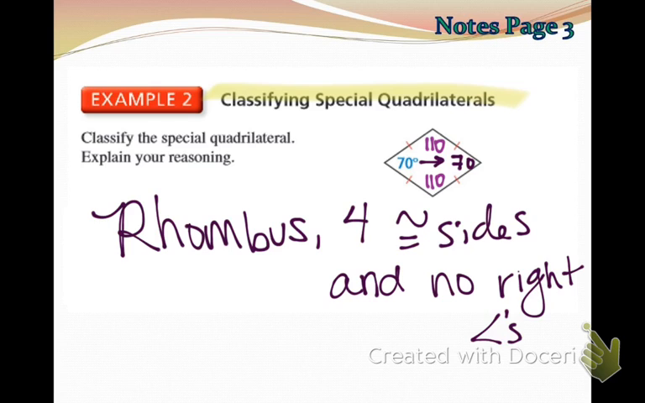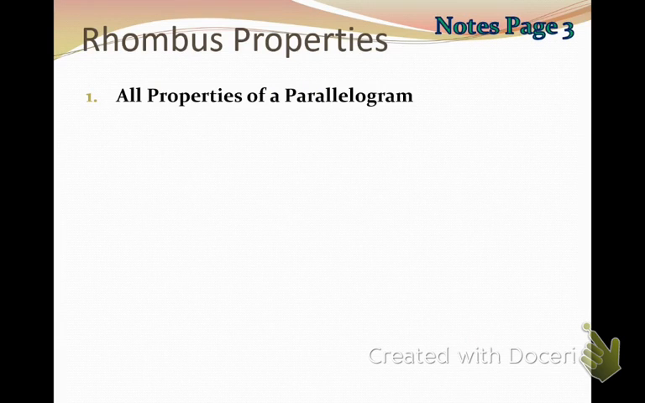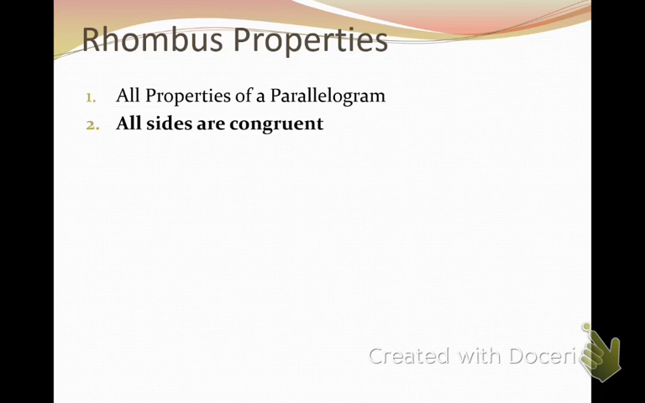All right. So we're going to talk about a rhombus. A rhombus has all the properties of a parallelogram. This is point 1. So all properties of a parallelogram. Hopefully you know what those are, now that we've actually said them. The second thing, what is the very definition of a rhombus? Four congruent sides. So all sides are congruent. Both are correct. So that's the second property.